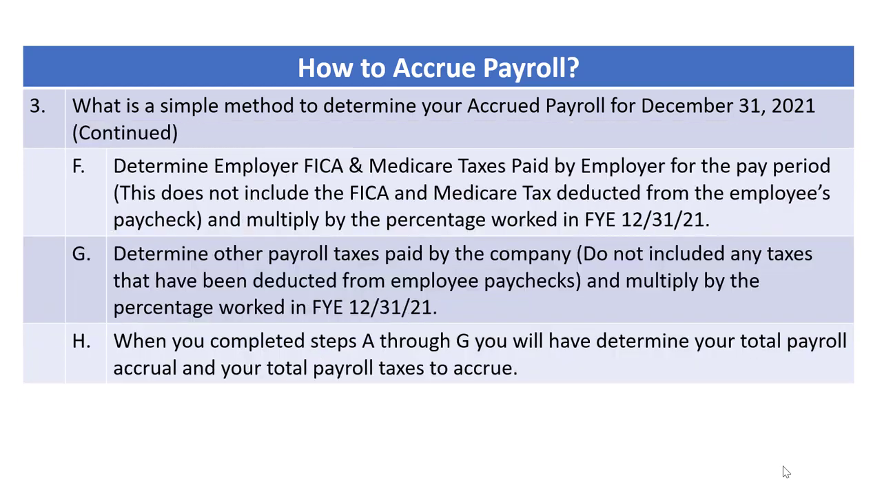Next, determine employer FICA and Medicare taxes paid by the employer for the pay period. This does not include the FICA and Medicare tax deducted from the employee's paychecks. Multiply that by the percentage worked in FYE 12/31/2021. Determine other payroll taxes paid by the company. Do not include any taxes that have been deducted from the employee's checks, and multiply by the percentage worked in FYE 12/31/2021. When you've completed steps A through G, you will have determined your total payroll accrual and your total payroll tax accrual.